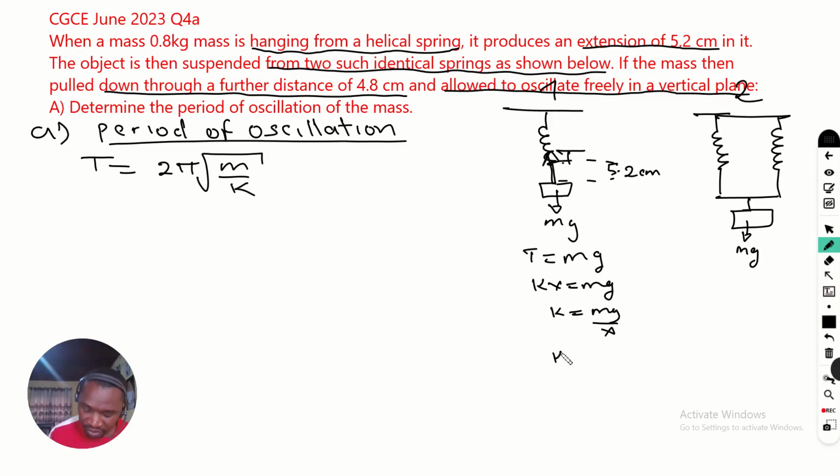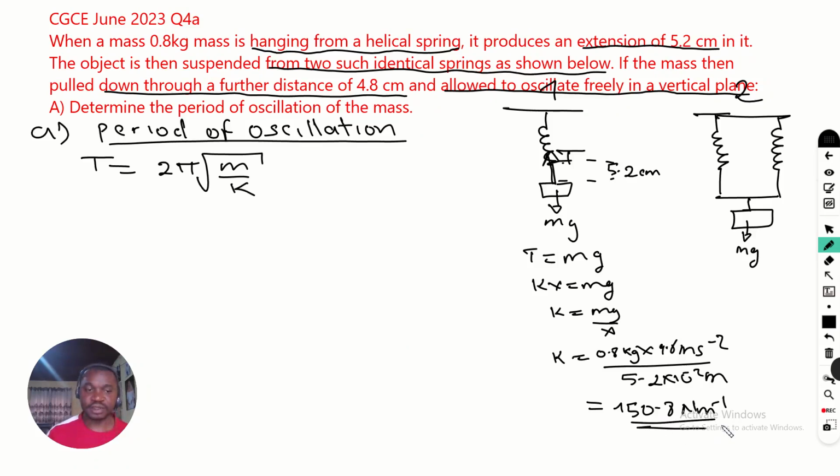From this, we can calculate k to be equal to the mass, 0.8 kilogram, times 9.8 meters per second squared, all over 5.2 times 10 to the minus 2. You have to make sure the units are consistent. So you have 150.8 Newton per meter. So you have now gotten the constant.